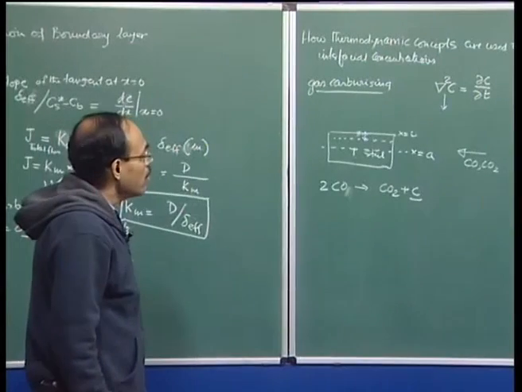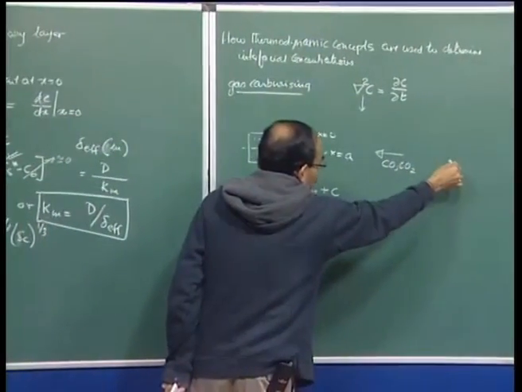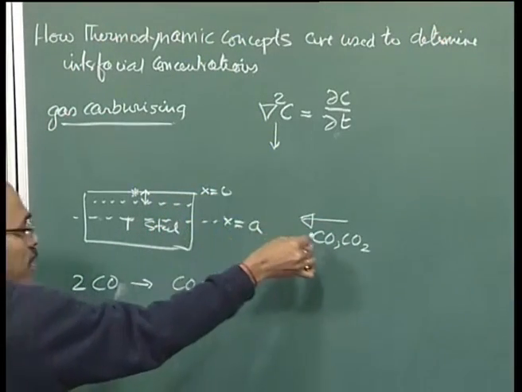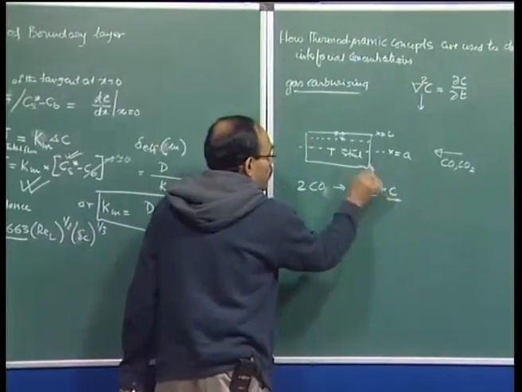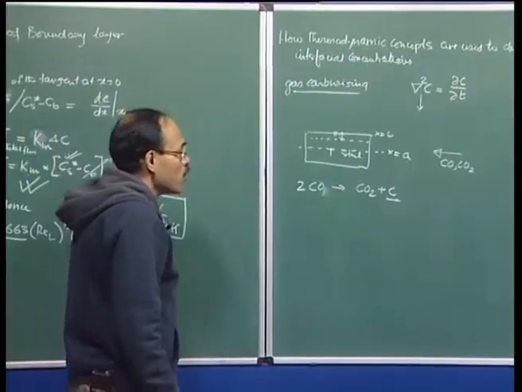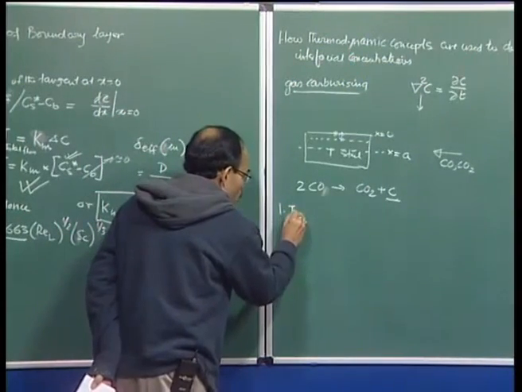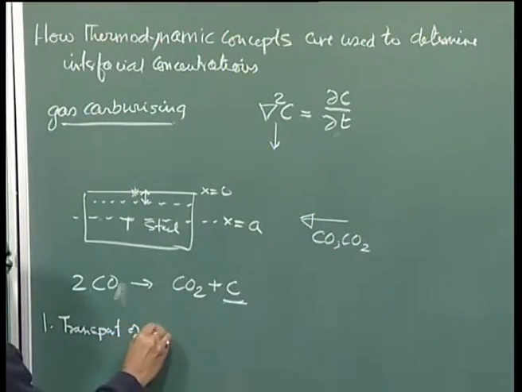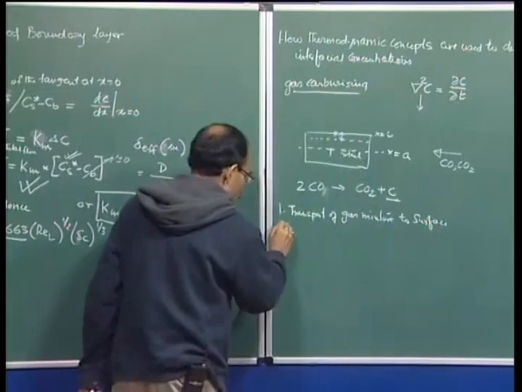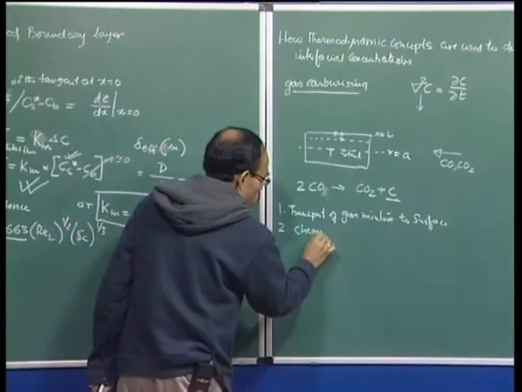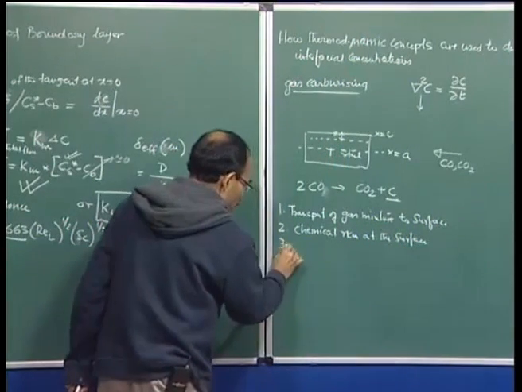Let us see how the process goes on. The carbon monoxide, carbon dioxide mixture enters into the furnace, then the carbon monoxide reaches the surface. At the surface, this chemical reaction takes place, and thereafter this carbon which dissolves into the solid starts diffusing. Therefore, we can visualize the whole process to be made up of several kinetic steps. The first kinetic step is transport of gas mixture to surface. Number 2, chemical reaction at the surface. And number 3, diffusion of carbon.